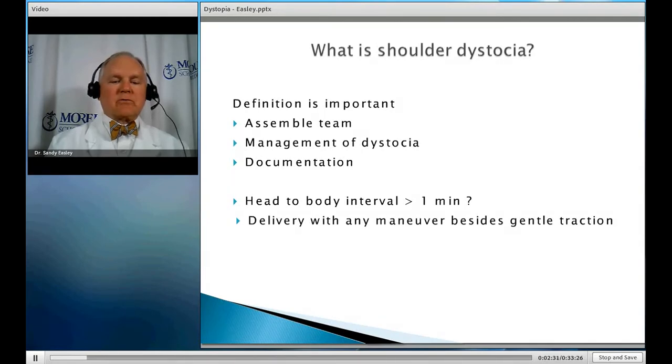You see on this slide the two definitions that are widely used to define the shoulder dystocia. Whether you decide to use the delivery interval between head to body that exceeds 1 minute, or the delivery that requires more than just gentle downward traction, really doesn't matter. What matters is how you manage and document the delivery. That is of utmost importance.